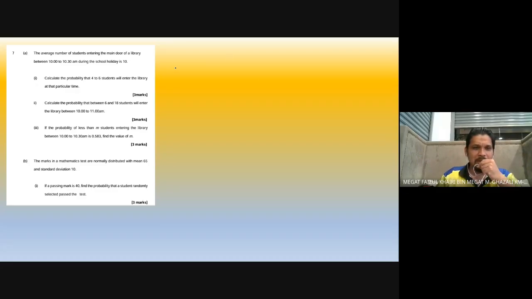Okay, so now the average number of students entering the main door of a library between 10 to 10:30 a.m., which is the time, so 30 minutes, the average number entering the library, lambda equals 10. So calculate the probability that 4 to 6 students will enter the library at that particular time. So probability of x between 4 until 6.